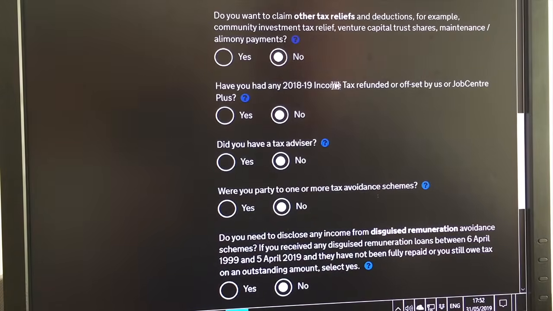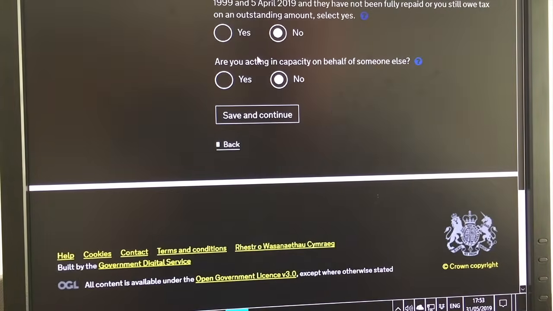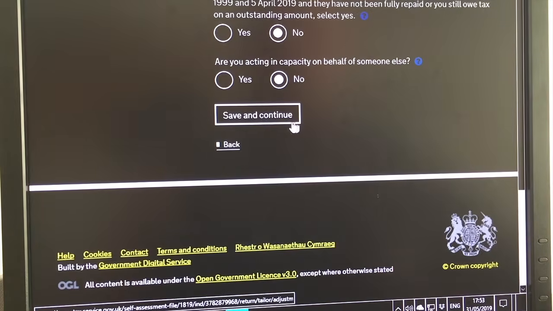These are likely to be no for you if you normally don't have tax refunded in the year. If you've got an accountant, tick that box yes. If you haven't, no, and hopefully you're not subject to an avoidance scheme. You'll know if you are, because your accountant will have told you about it and given you a reference number. Do you need to disclose? No, you don't need to do that. Are you acting? No, you don't need to do that. So we'll save and continue.